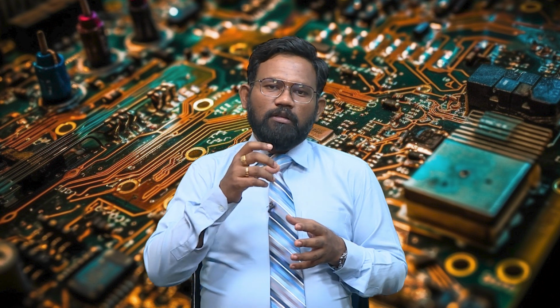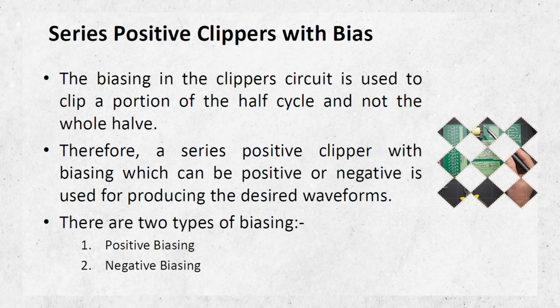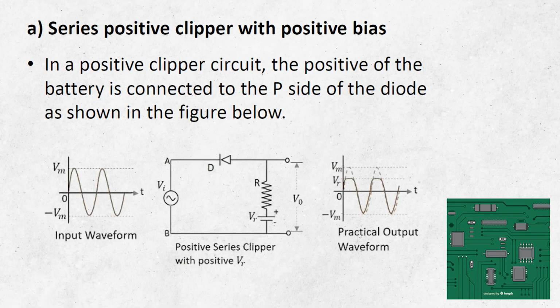As we have seen in the series positive clipper, the whole positive half is clipped from the output. But suppose we want to clip only some part of the positive half, or we have to add some part in the positive half, then biasing is done. There are two types of biasing: first is positive biasing and second is negative biasing. So, let us see the series positive clipper with positive biasing.